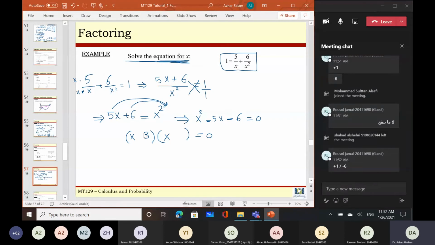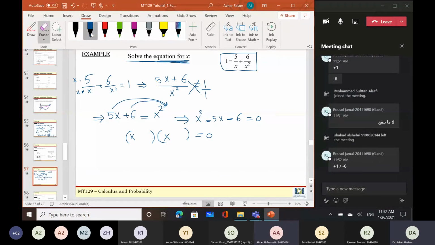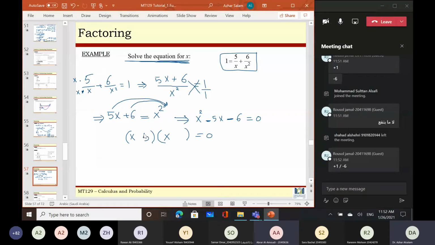أيوة، في سؤال؟ 5 ضرب 1 مو 6، 6 و1. I choose 6 and 1. Okay. 6 multiplied by 1. I have here 6. Okay, minus 6، أيوة.